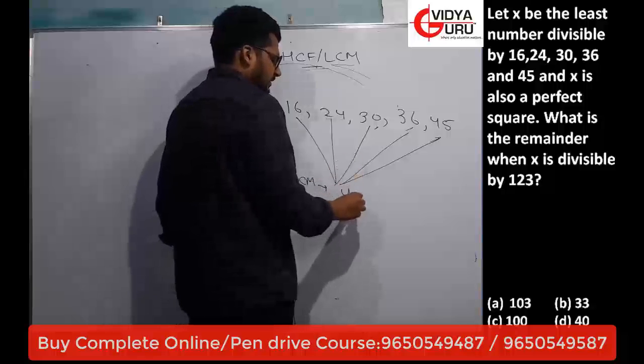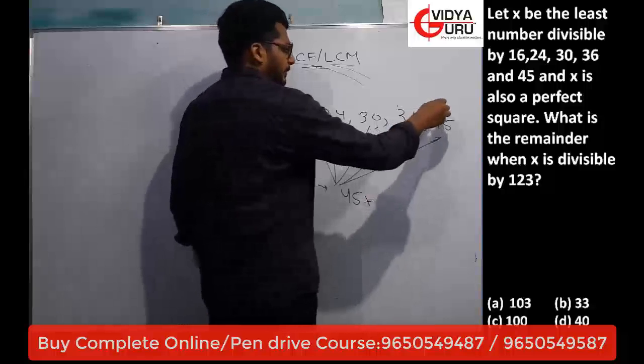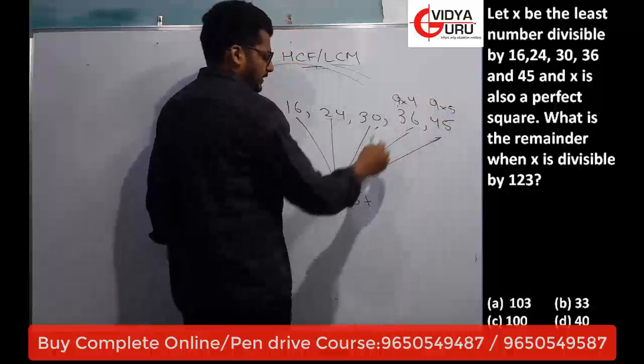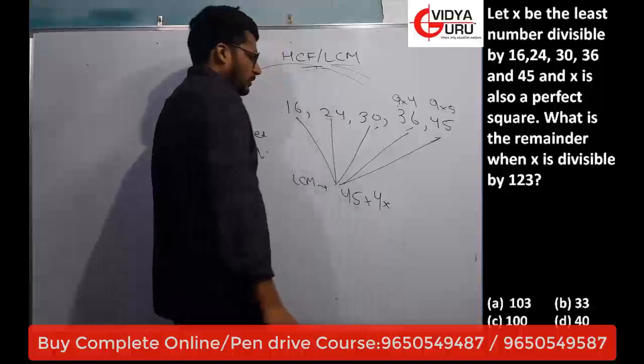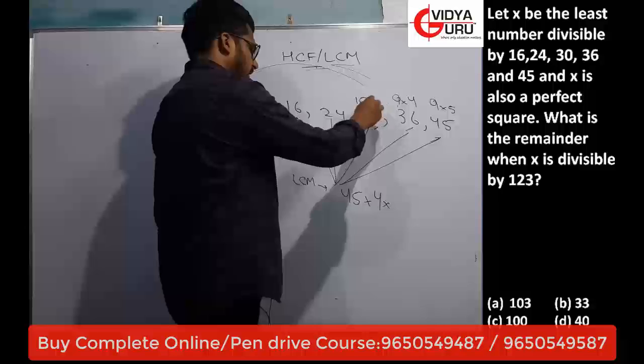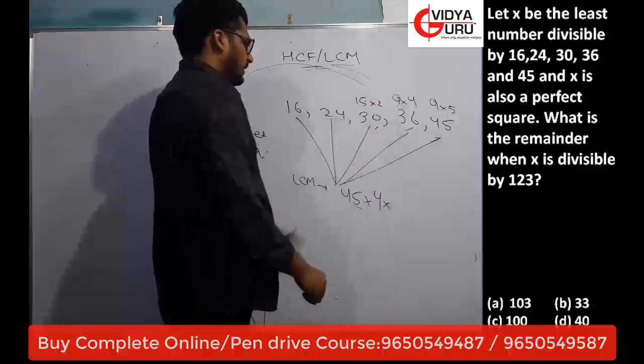I will take the largest number, 45, as the LCM. If I break this, 45 is 9 times 5, and 36 is 9 times 4. So 9 is already present here. I will take 4. 30 is present there. 30 is what? 15 into 2. 15 is present in 45 and 2 is present here.